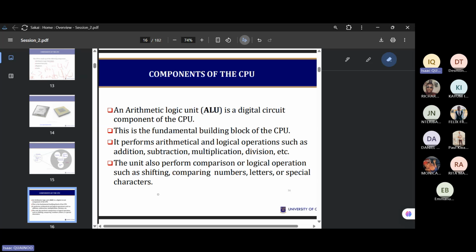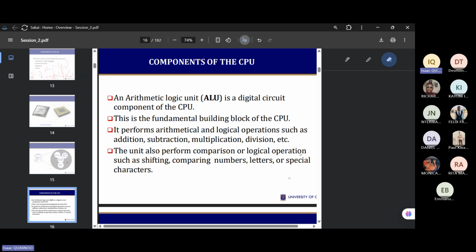The unit also performs comparison or logical operations, such as shifting, comparing numbers, letters, or special characters. So anything that requires a computer to think, that is not straightforward and direct, that does not deal with direct computations but requires the computer to think, is directed to the logical unit to handle.